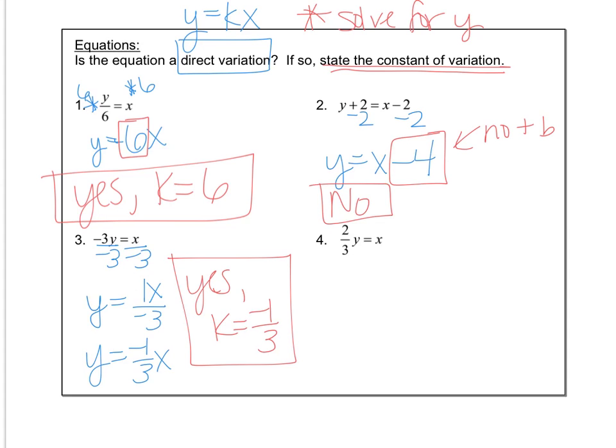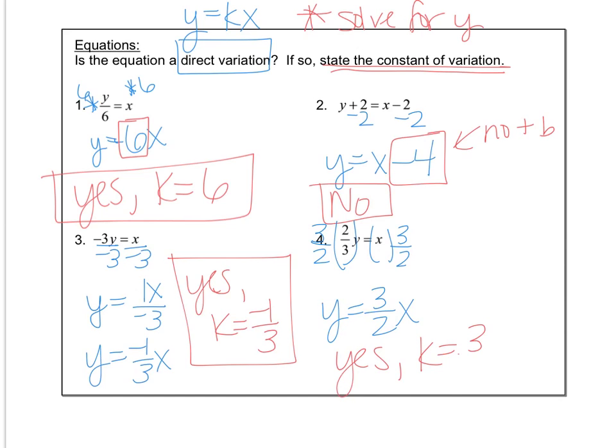For number 4, again, y should be by itself to decide. It should look like y equals kx. It does not look like that. I got to get rid of the fraction. To get rid of the fraction, we use the reciprocal. So I'm going to times by 3 over 2. I get y is equal to 3 over 2x. No adding or subtracting going on, so this is a direct relationship, so I can say yes, and the constant of variation, to answer the question, is 3/2.